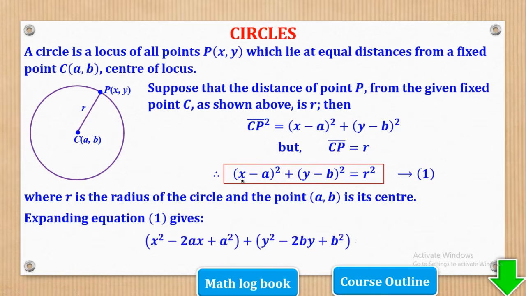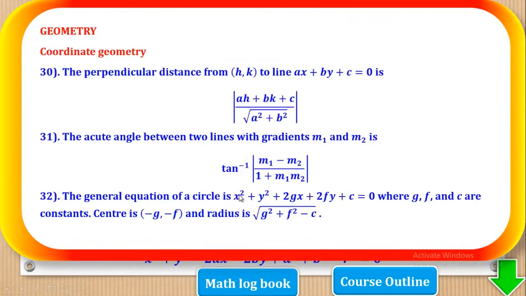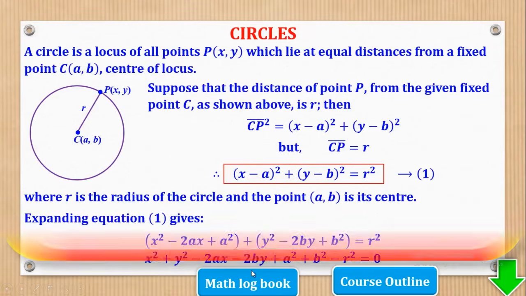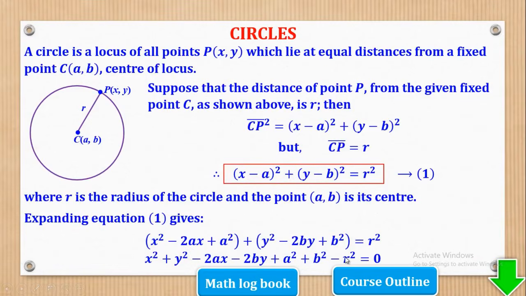So when I expand this equation 1, this one will give me this, and this one will give me this, and this r squared remains. When I try to rearrange, because my aim, like I told you, is to get this expression, I have to rearrange that. I start with x squared plus y squared. So when I rearrange, I'll come up with this. But I still have a, b, and r. Yet in the equation I want it to have g, f, and c. So let's see how we can get that in the next slide.